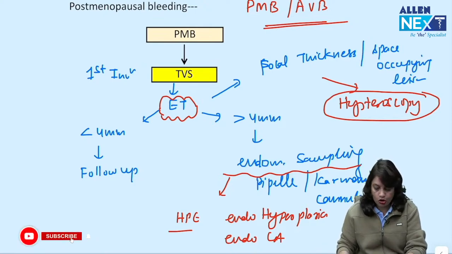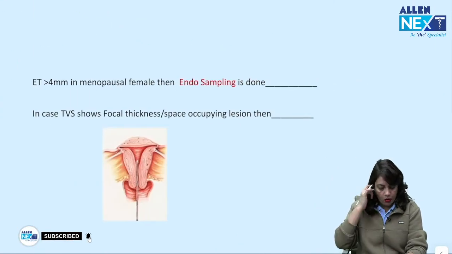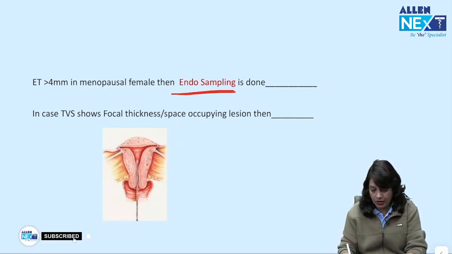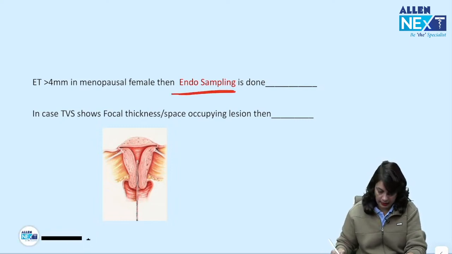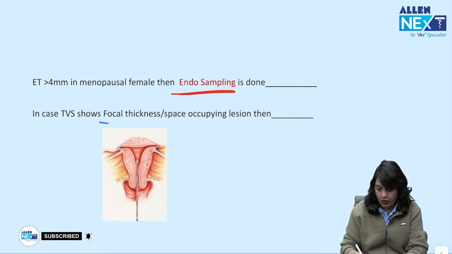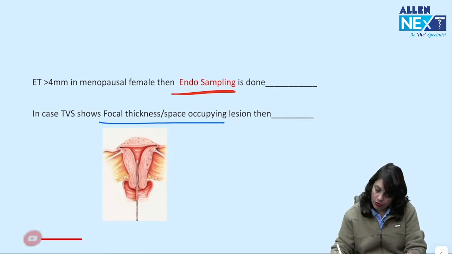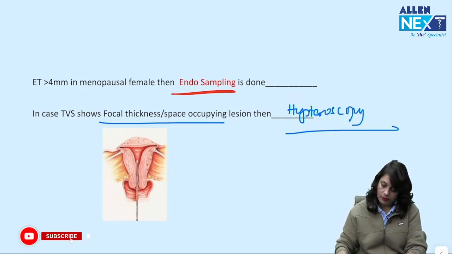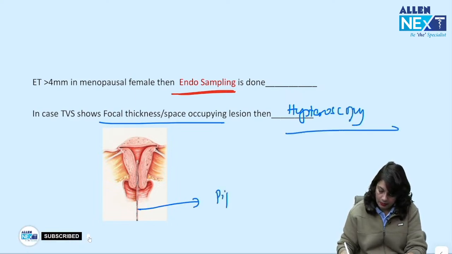a hysteroscopy. Now for more than 4 mm endometrial thickness, endometrial sampling is done, okay, to rule out endometrial cancer. If there is a focal thickness, then you go for hysteroscopy. Okay, this is important.